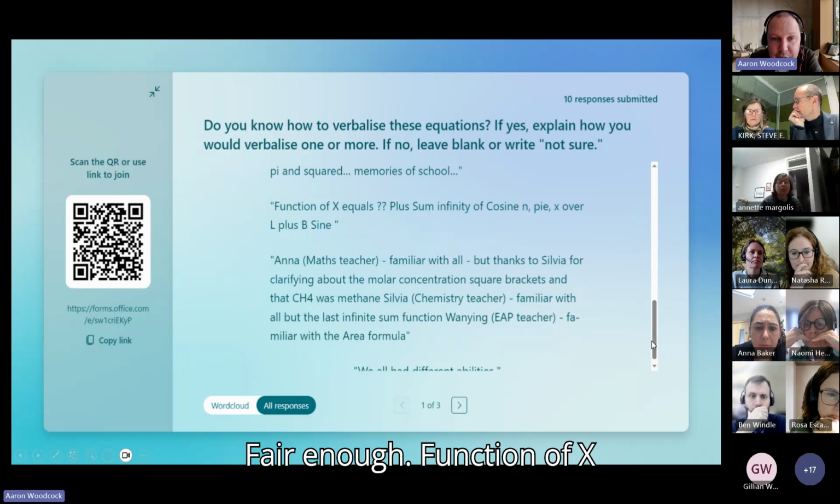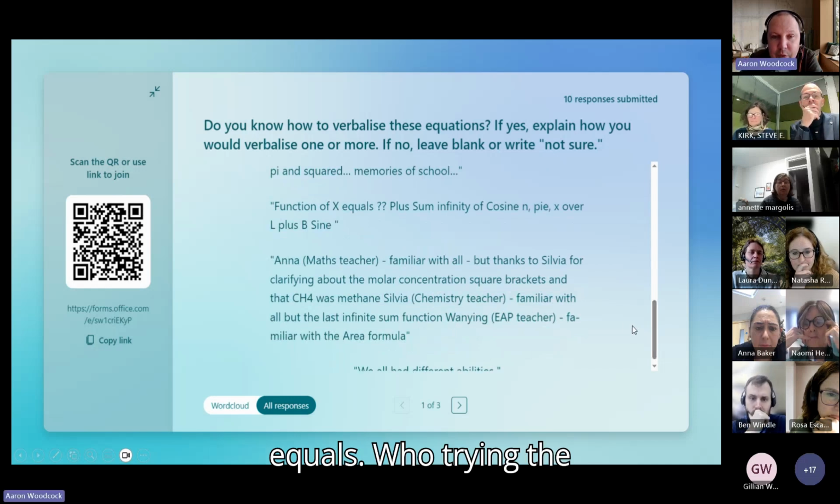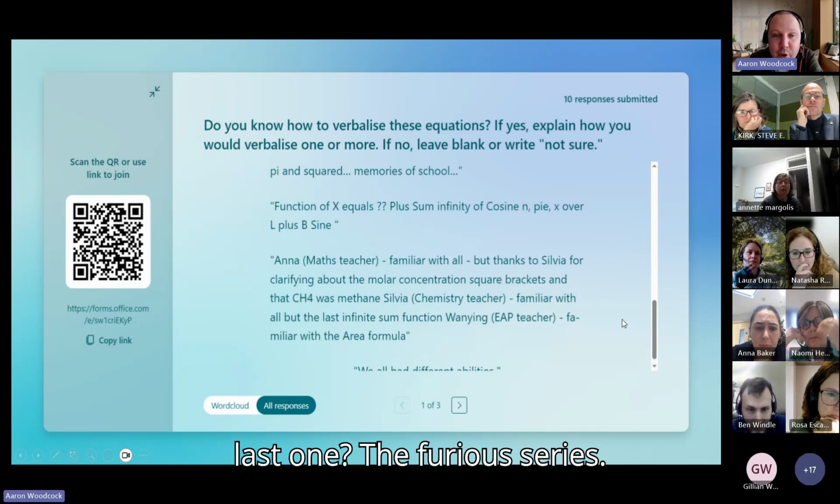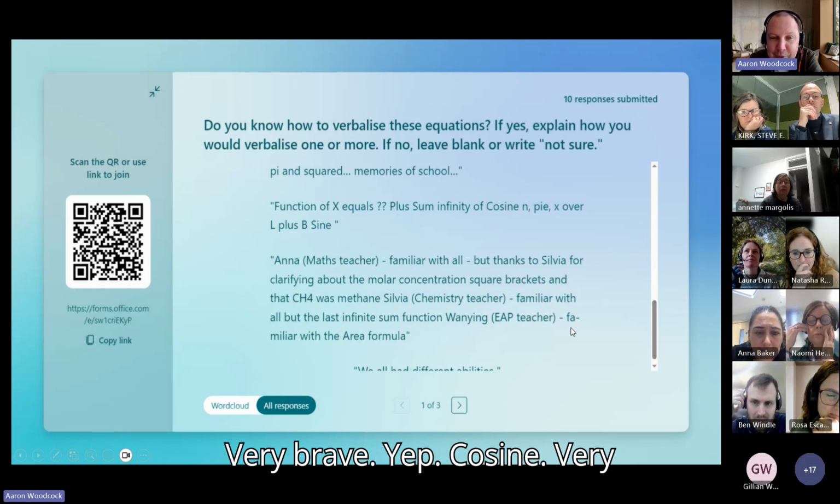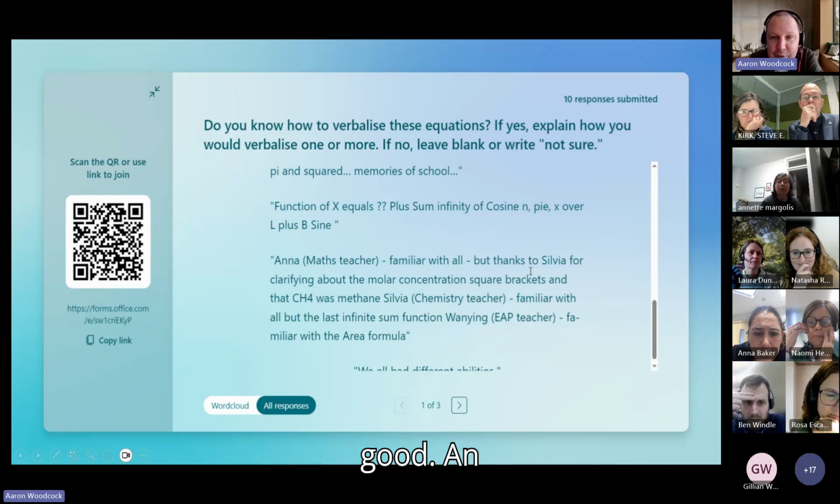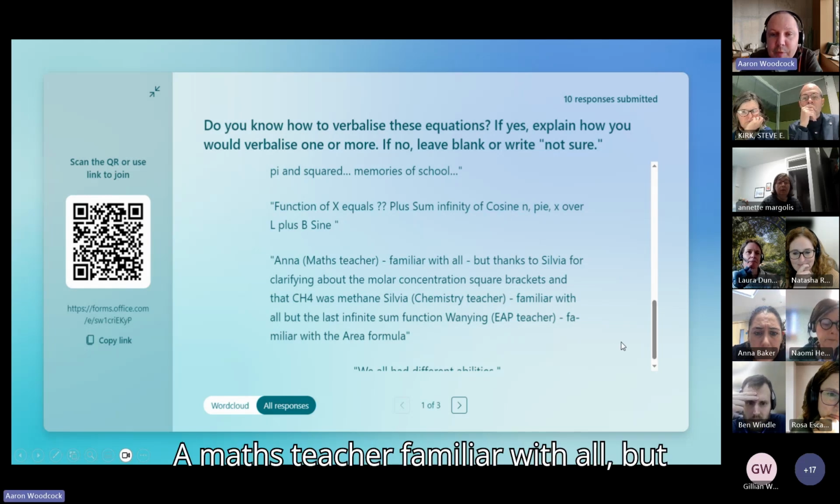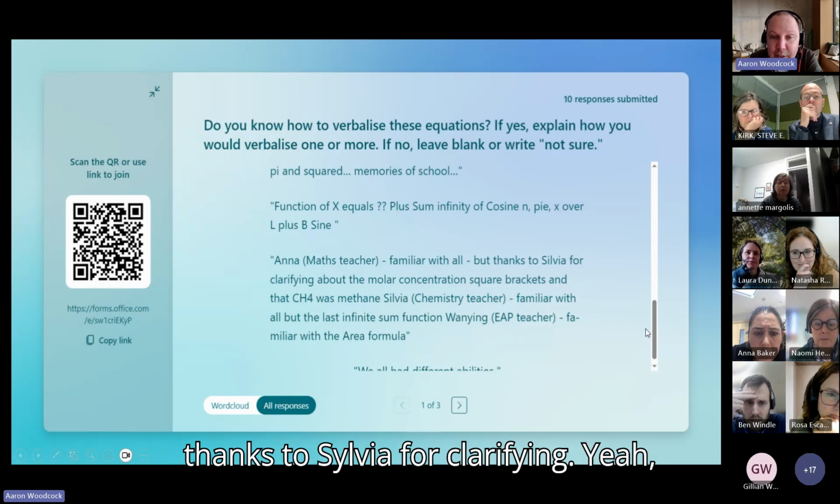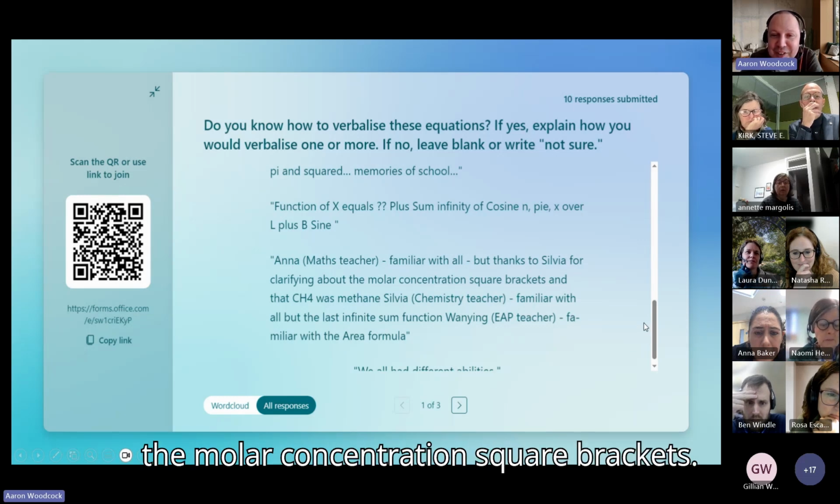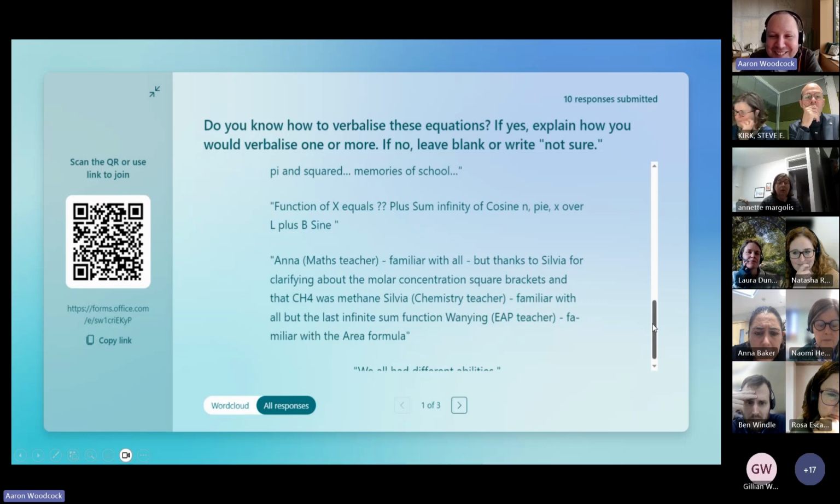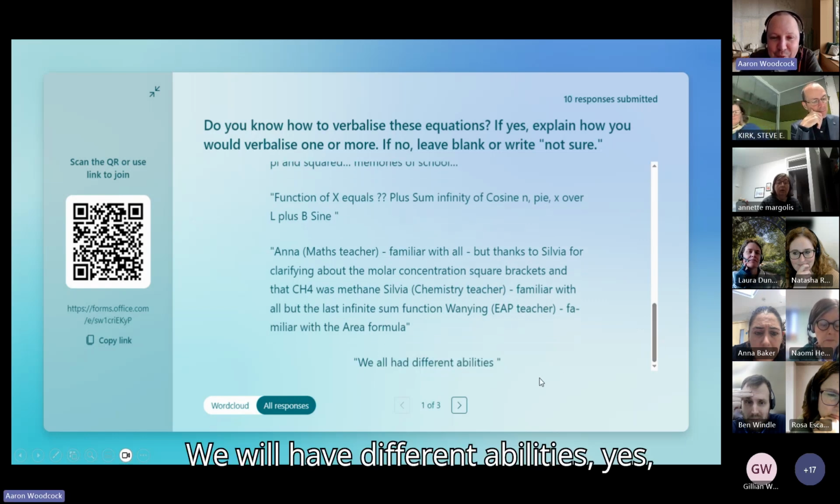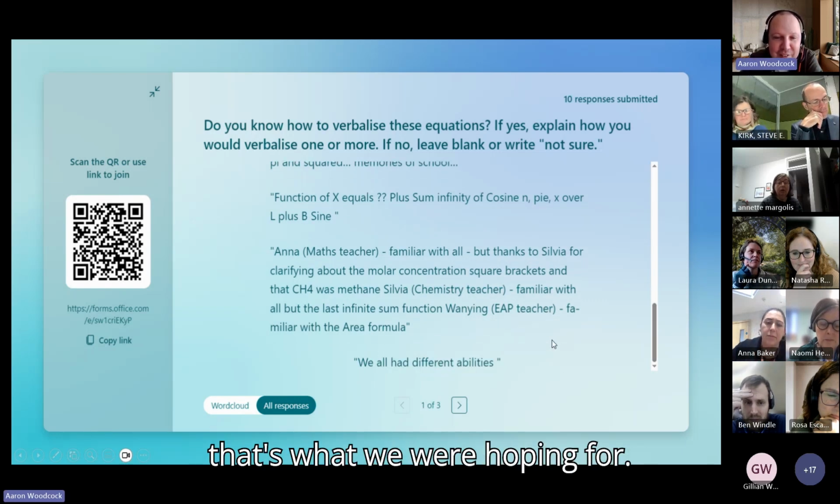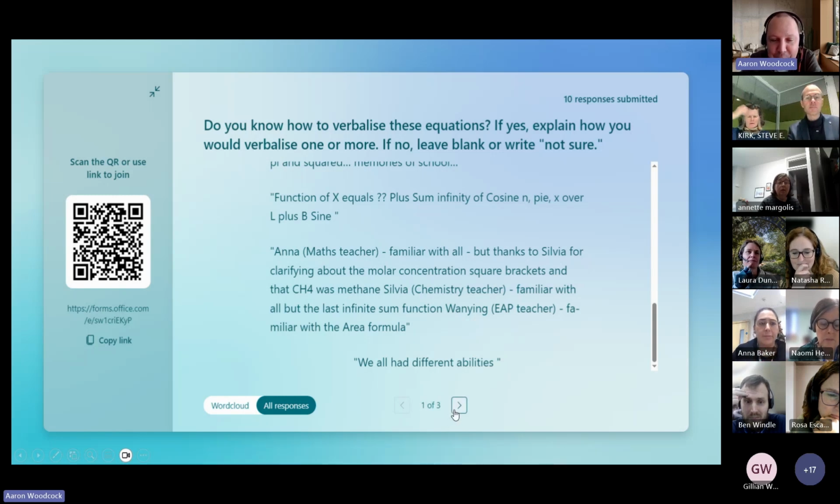Fair enough. Function of x equals. Oh, trying the last one, the Fourier series. Very brave. Yep. Cosine, very good. And a maths teacher familiar with all, but thanks to Sylvia for clarifying. Yeah, the molar concentration, square brackets. Thanks, Sylvia. We all had different abilities. Yes, that's what we were hoping for.